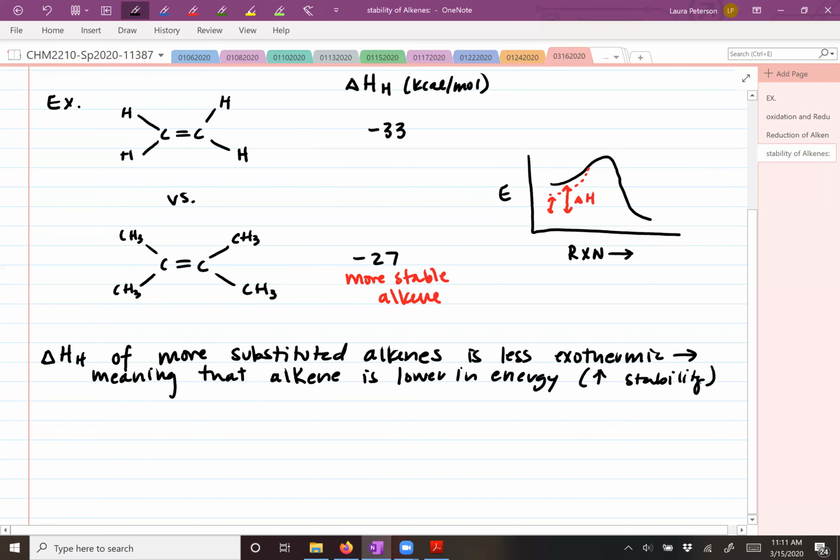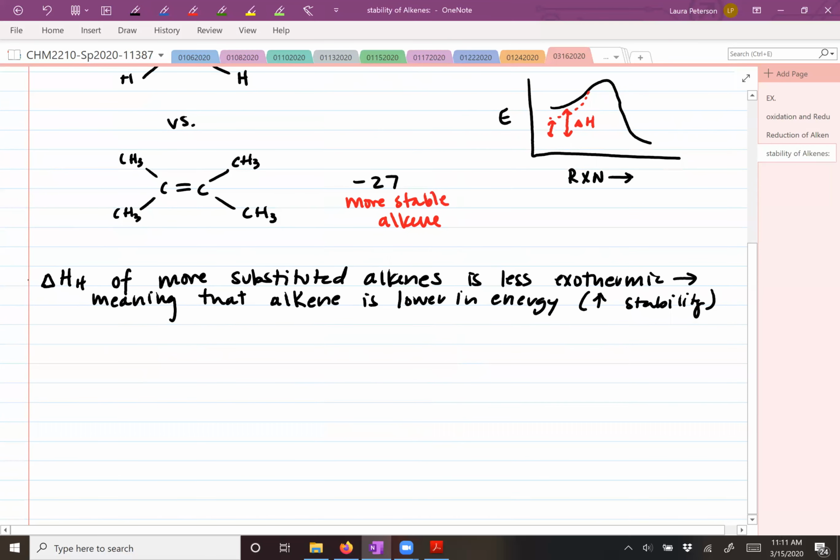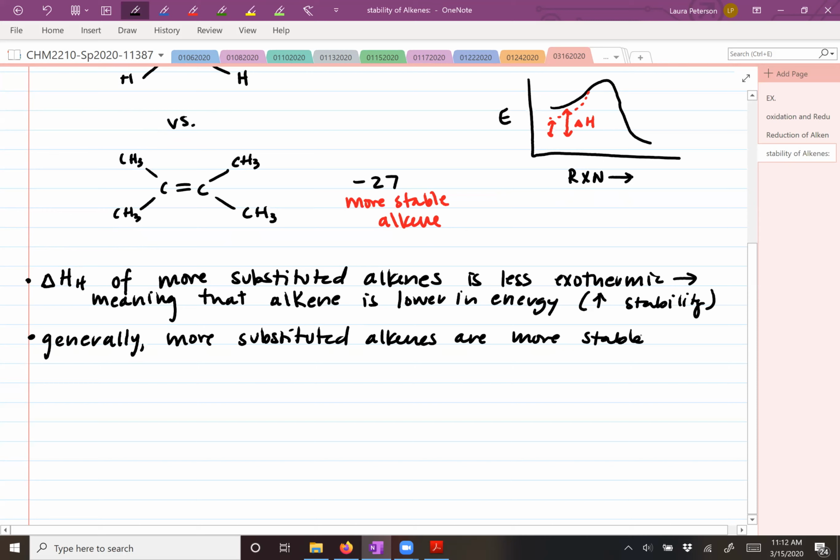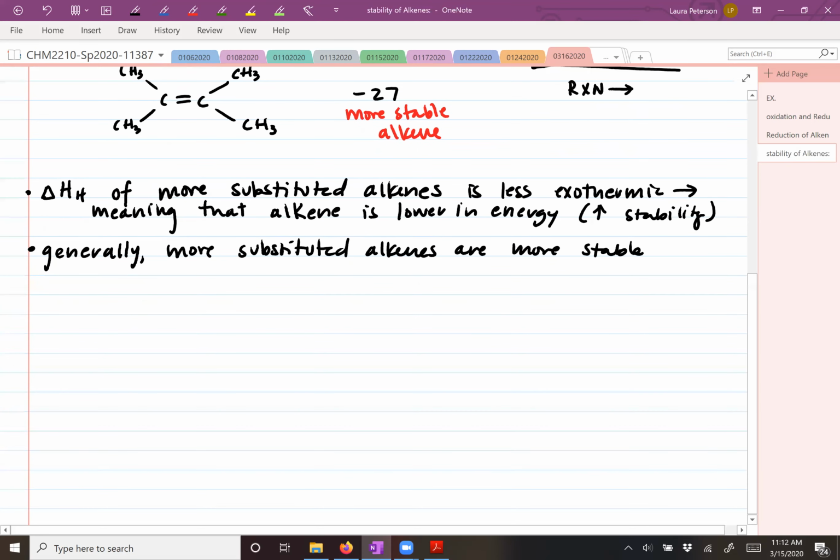Okay, so that turns out to be a general trend then. So the general trend that we're going to follow is that the more substituted the alkene, the more stable it is. So we'll say generally, more substituted alkenes are more stable. And the general thought behind this is a hyperconjugation effect, where the substituents can interact with the p orbitals of the pi bond. All right, so let's just draw out our trend in stability.